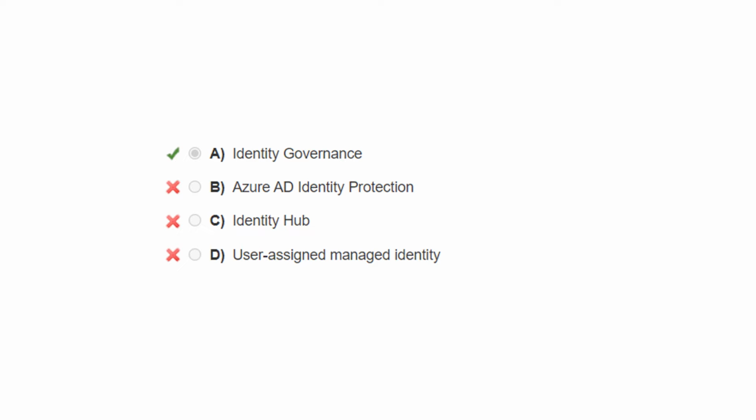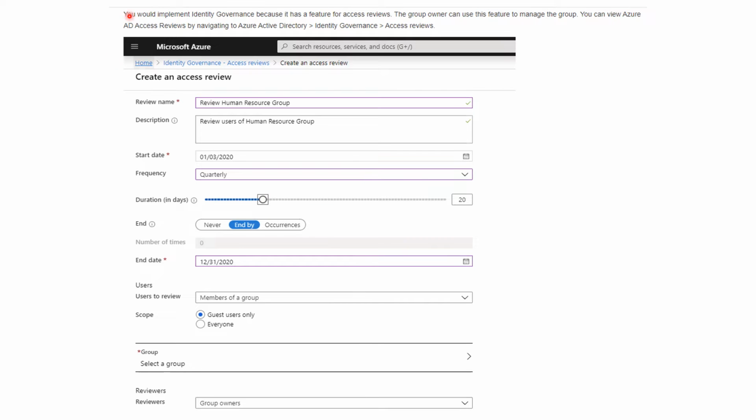The correct answer here is A, identity governance. You would implement identity governance because it has a feature for access reviews. The group owner can use this feature to manage the group. You can view Azure AD access reviews by navigating to Azure Active Directory and then going into the identity and governance link and then access review, and then you'll come over here.